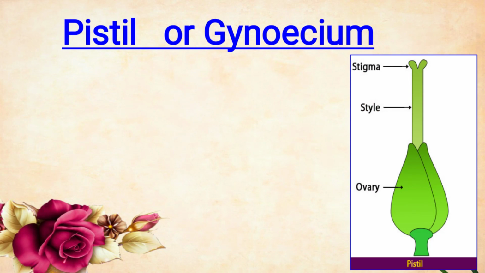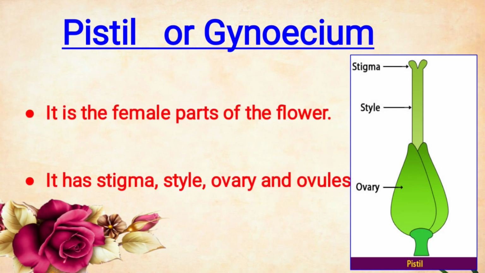Next one is pistil. Pistil is the female reproductive part of a flower. It is also known as gynoecium. It has stigma, style, ovary and ovule. Through this stigma, pollen grains enter into the ovary. Inside the ovary there are ovules. This ovule converts the pollen grains into fruits or seeds.